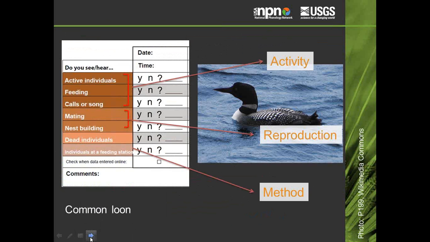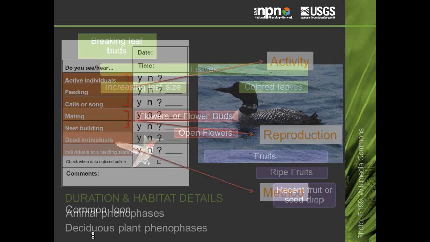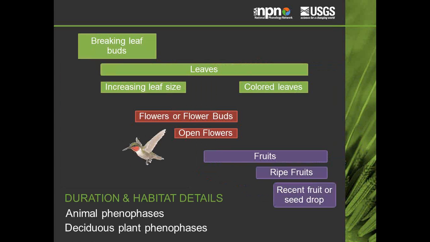So this is an example of the common loon and what one of our data sheets would look like for that. And for animal phenophases, the major things that we record are the activity, the reproduction, and the method. And method just means how are they interacting with the feeding station. Are they eating insects, or maybe they're eating food at a feeder? And that just really gives us a great picture of what's happening in the habitat.